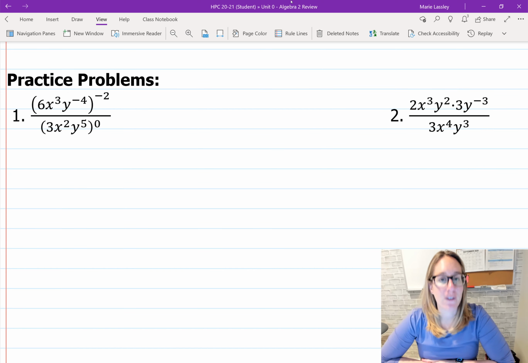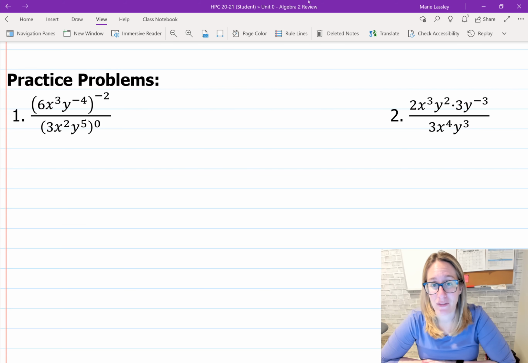So for the first one, it doesn't matter in what order technically that you do all of this stuff. I'm just going to show you the most simplified way to do it. It's the way that makes the most sense to me. All right, so I like to first deal with anything that has a 0 exponent because those are easy.